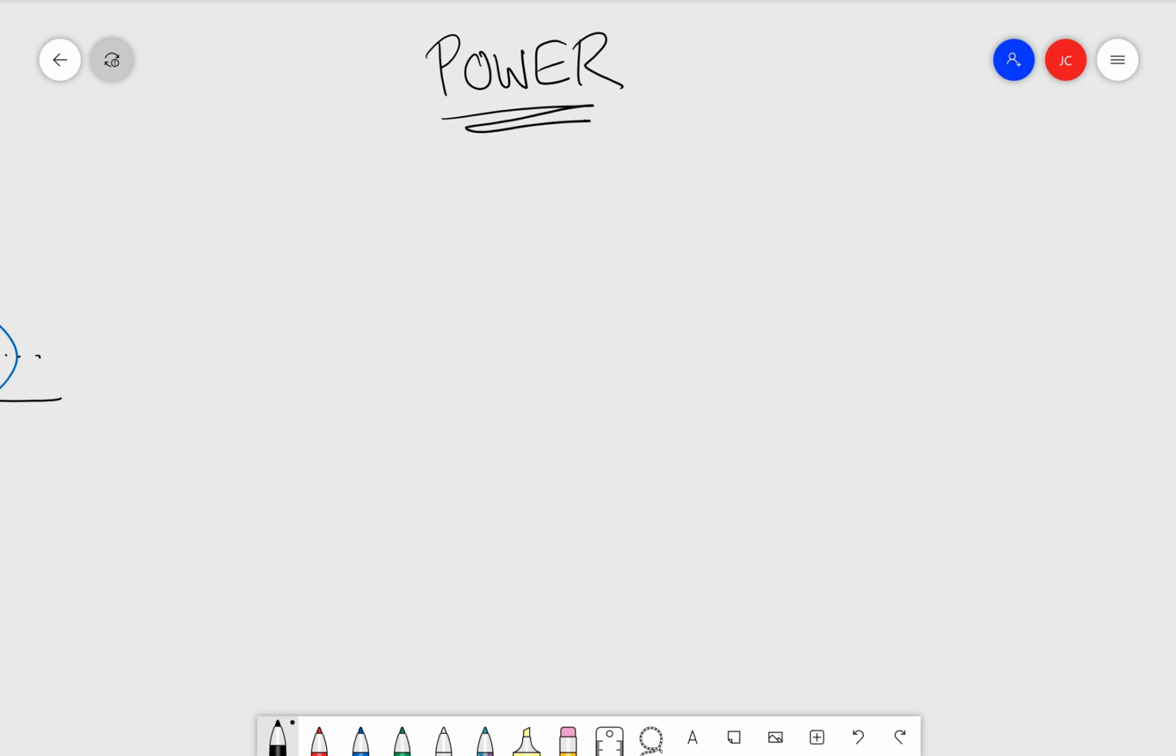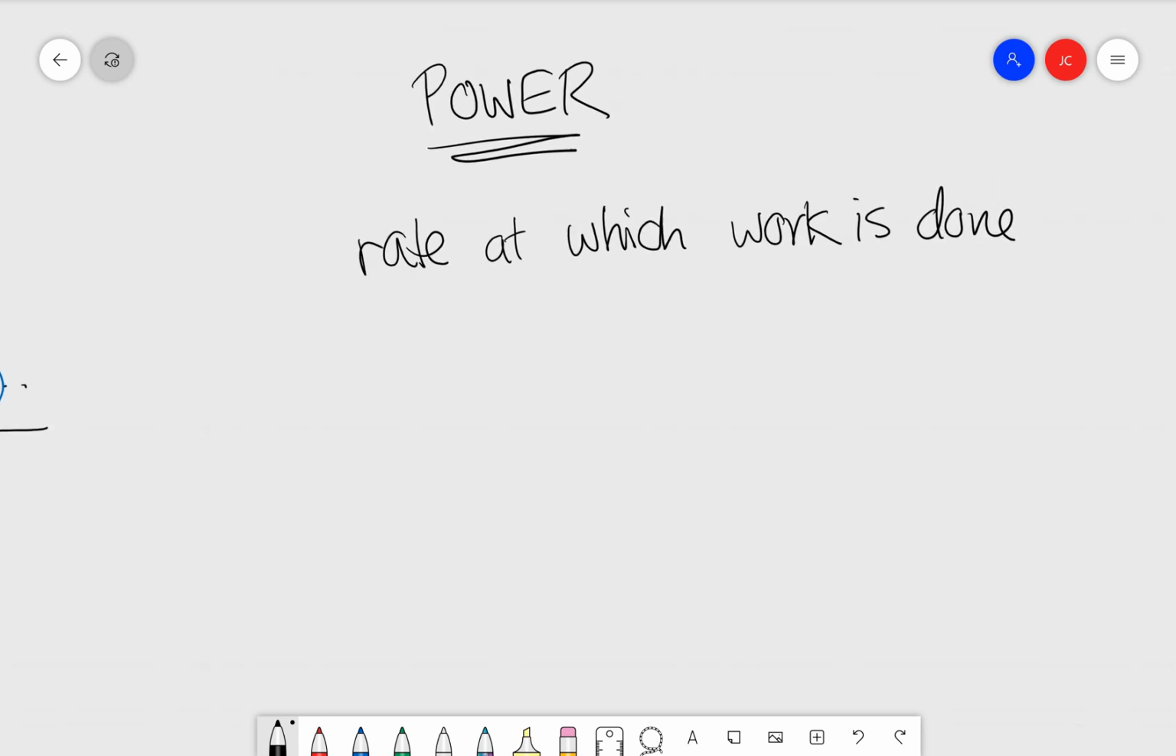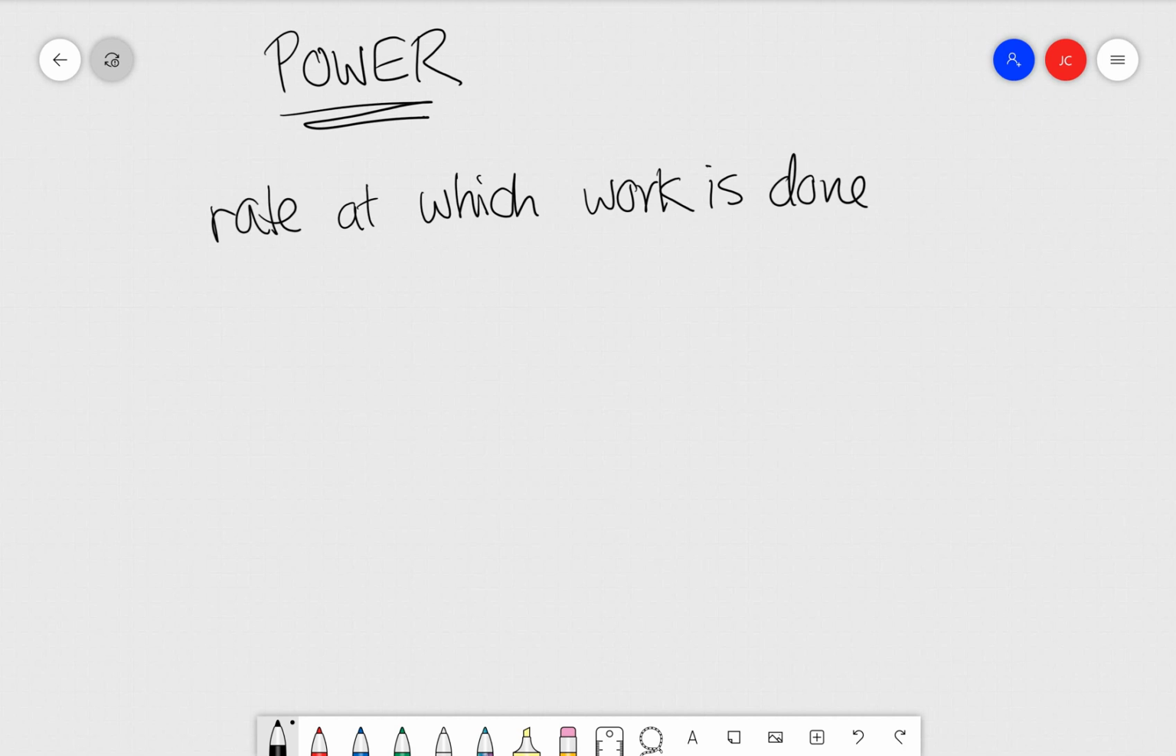Power is another thing, like most things in physics, that we kind of have a concept of in the real world. Like we know something is very powerful, and physics has a very, very much more strict definition. Power is the rate at which work is done. Okay? Rate at which work is done. Another way to think about this is that it's the rate that energy transforms from one form to another.